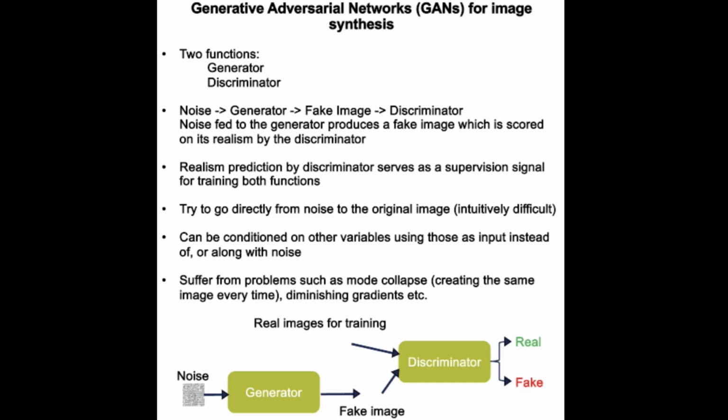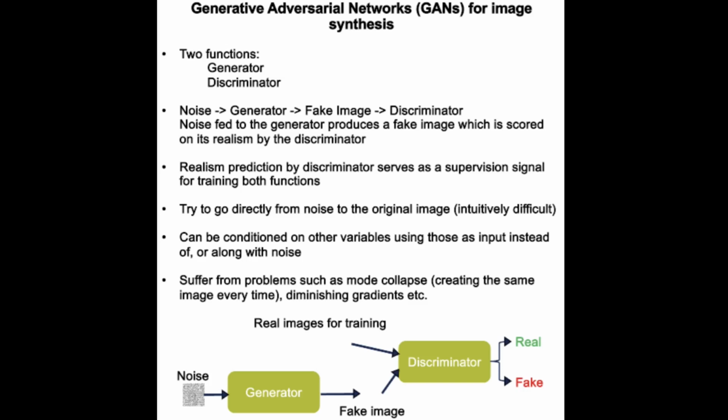But the main competitor or predecessor to these models for image synthesis was generative adversarial networks, and there are some inspirations in diffusion models from these kinds of networks. So next we'll take a look at that. Generative adversarial networks, or GANs, consist of two functions, the generator and the discriminator. Noise goes into the generator, which produces a fake image, which is then fed into the discriminator, which can tell if the image is real or fake, or how real or fake the image is. Realism prediction by the discriminator also serves as a supervision signal for training both the generator as well as the discriminator.